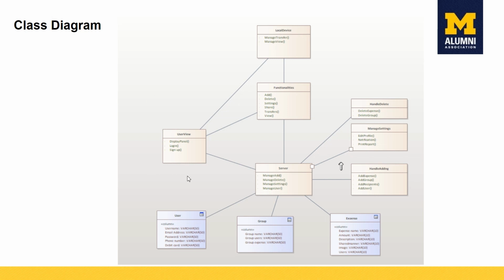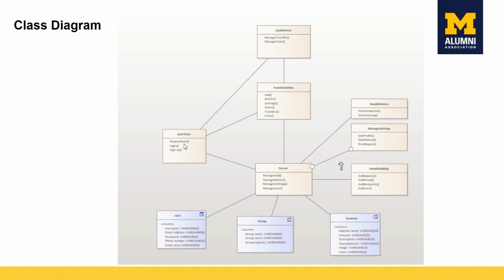with the user view class. In the user view class, it has three operations. Two of them, login and sign up, are for adding an account or checking if that account is existing or not. So if the user tries to log in, they will use the login operation. If they do not have an account, they will use the sign up operation.